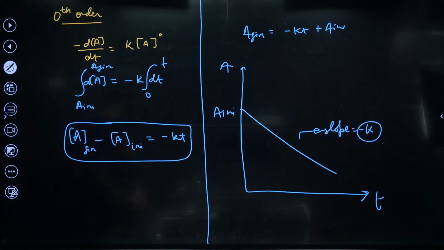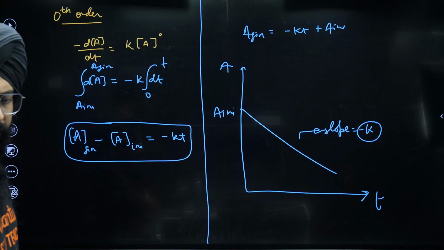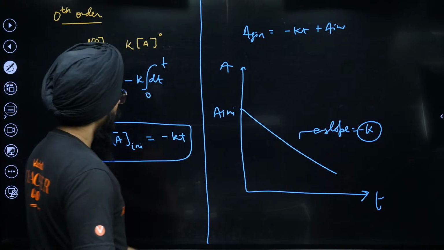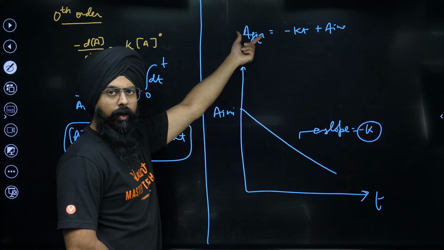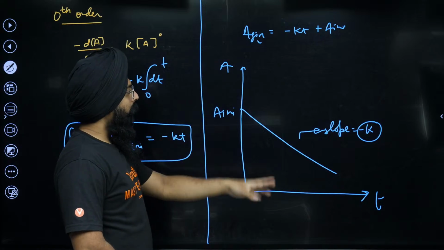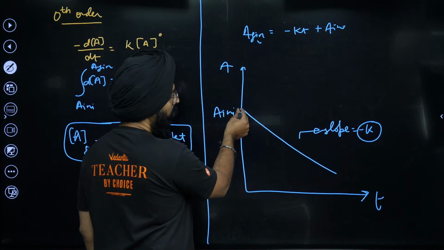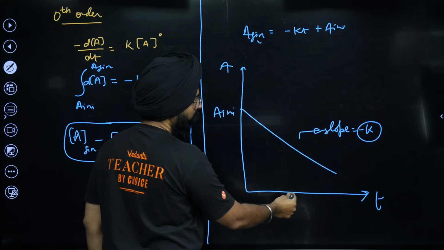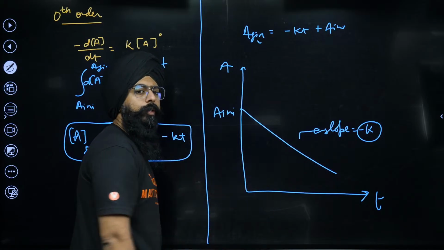Aslam, what should be 0 for both, bro? This is the remaining concentration. So this A final is the remaining concentration. So initially you start with this concentration. After, let's say, T equal to this much, only this much concentration will remain.